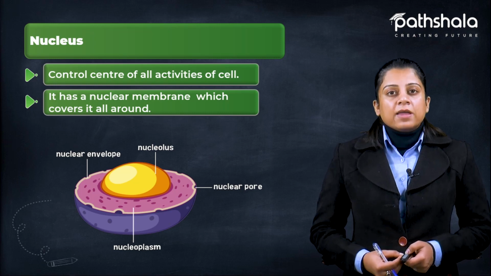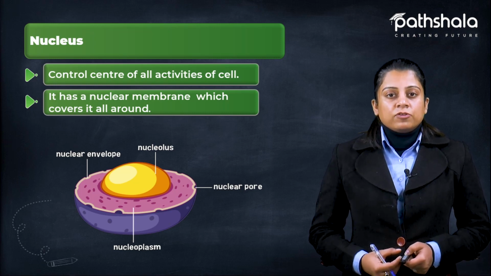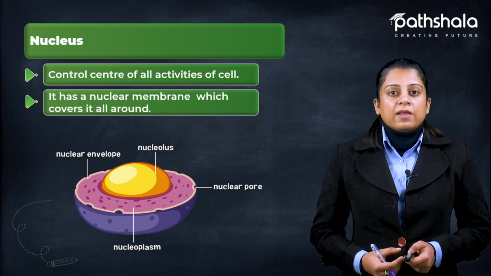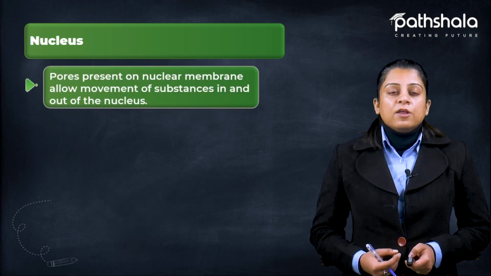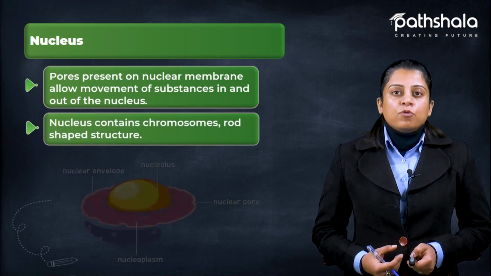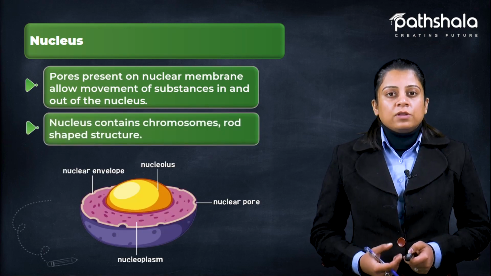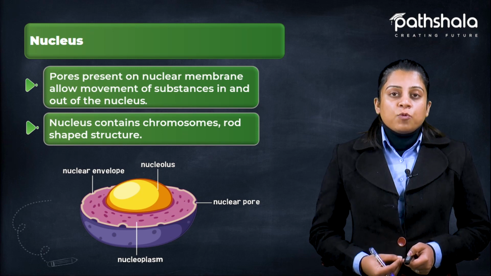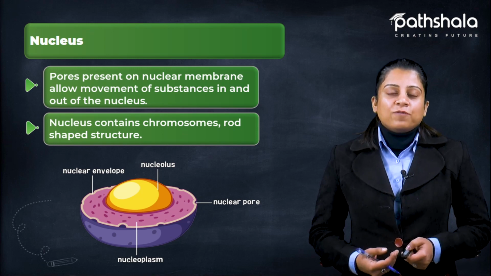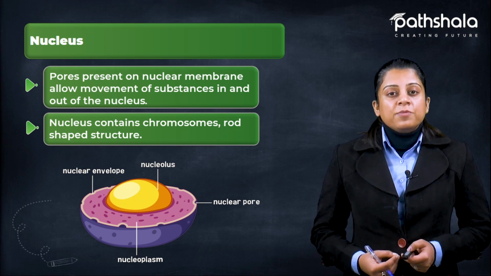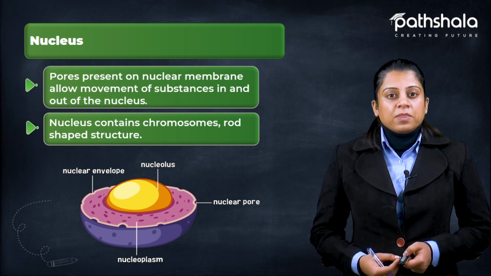The nucleus is covered by a double membrane structure that is also known as the nuclear membrane. Next, there are a number of pores present on the nuclear membrane. These pores allow movement of substances in and out of the nucleus and are termed nuclear pores.